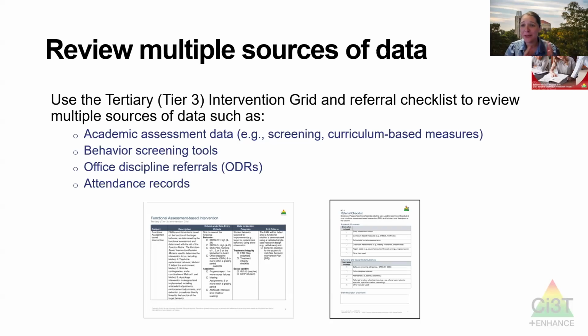And also that academic piece. We don't want to overlook that. Yes, the student, if they're getting this intervention, they have behavior that is getting our attention and needs intervention. They might also have academic needs, and that might be part of what's going on. So it's also important that we check out those data.